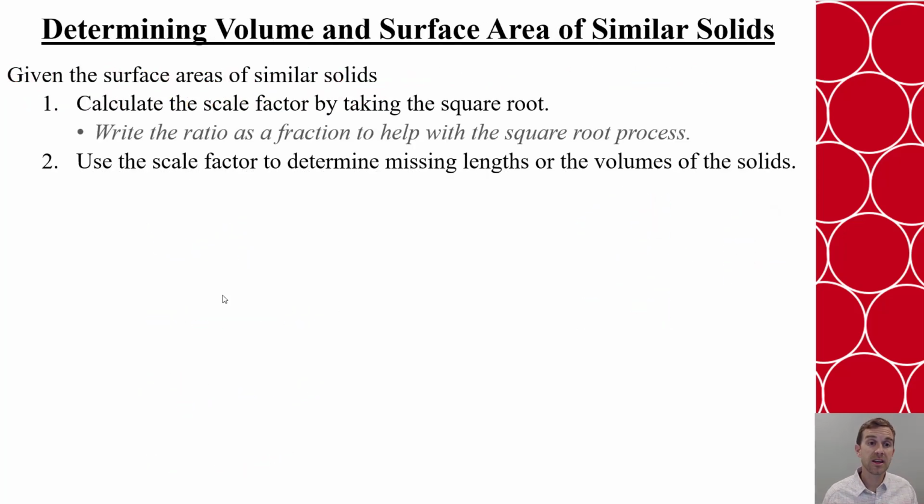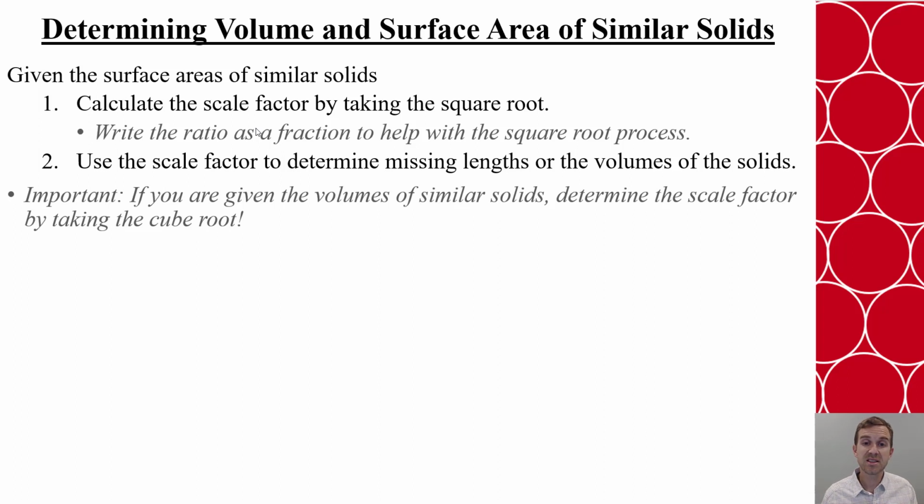Now, sometimes you're only given the surface areas or the volumes of similar solids. When this happens, say you have the surface areas, I'm going to calculate the scale factor by taking the square root of that relationship. The easiest way to do this is to write the ratio as a fraction, so that you can complete the square root process. You can do that using something like Desmos or a TI calculator, and it'll help keep it in that fraction form for that ratio. Then we can use the scale factor to determine any of the missing lengths we may need or the volumes of the similar solids.